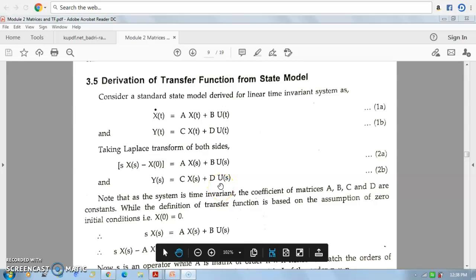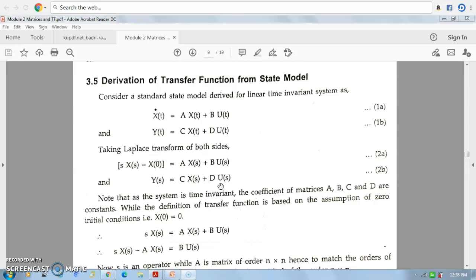Hi everyone, let's have a discussion on the topic of derivation of transfer function from state model. Okay, see, in the first module we discussed obtaining the state model by different methods. They were giving a transfer function or differential equation, and you had to get the state model by using the different methods. Transfer function they are giving, we are obtaining state model, but in the second module it is reverse order.